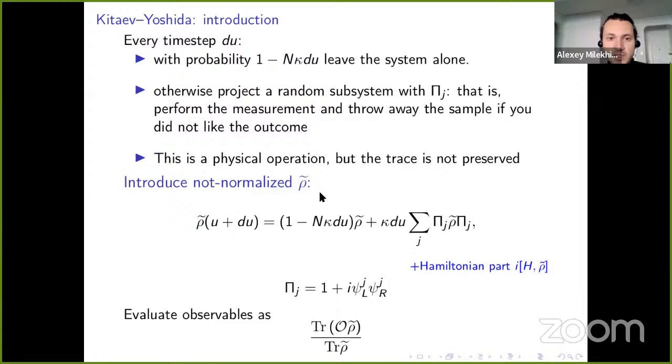So this dynamics can be described by a non-normalized density matrix rho tilde. It's non-normalized because the number of samples is decreasing with time, so its trace is not 1. And so at the end of the day, you evaluate your observables this way. You evaluate the trace as usual, but also you divide manually by the trace. In principle, it's very tedious, but this can be physically done in the lab, and people have done this in cold atom experiments.